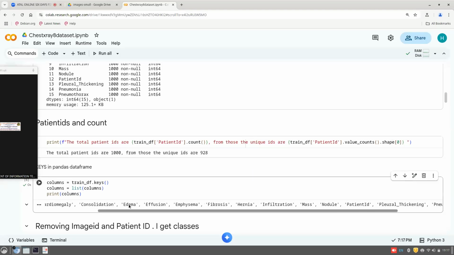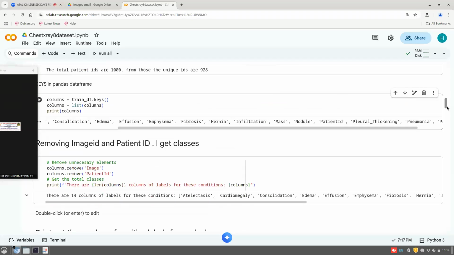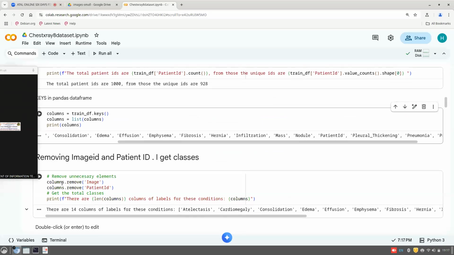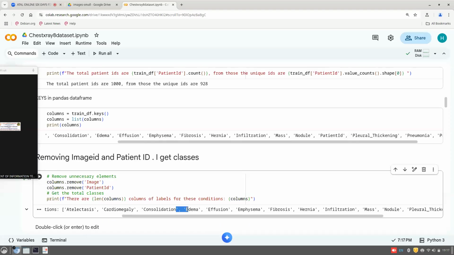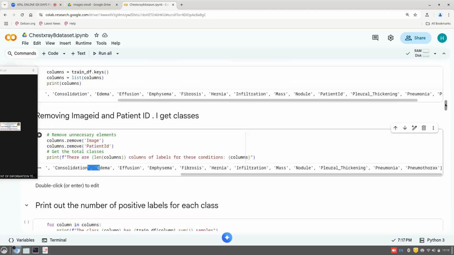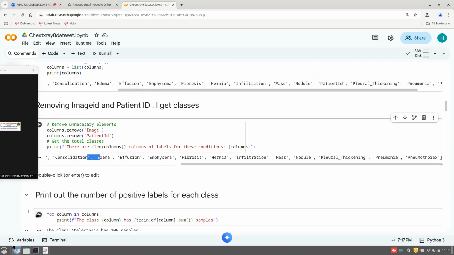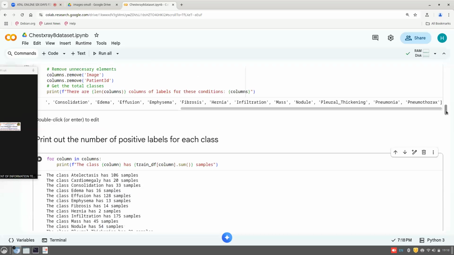So these are the disease names: pneumothorax, pneumonia, pleural thickening. I also have patient ID coming in the column, so I have to remove them. That's what I'm doing here: columns dot remove image, columns dot remove patient ID. Then I'll get the final 14 columns, which are 14 different disease manifestations associated with the chest X-ray given in the data set. No findings is the label given for a normal chest X-ray.